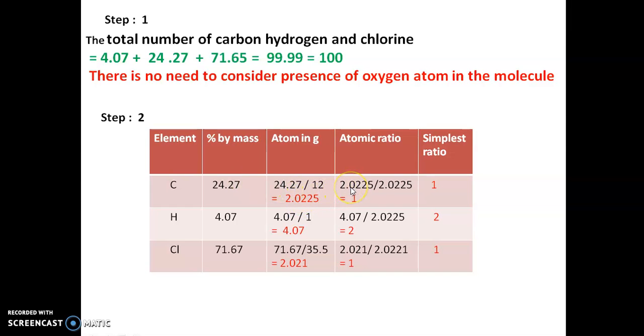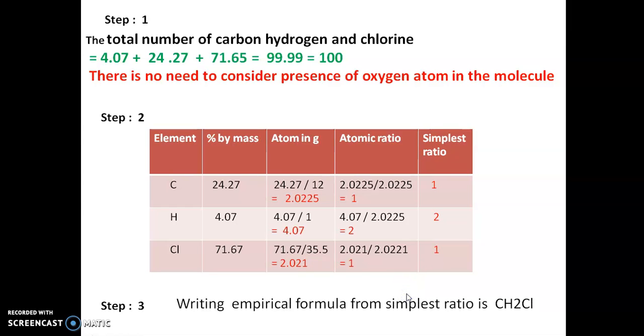You just divide it: 2.0225 divided by 2.0225 comes out to be 1. For 4.07, divided by 2.0225, it comes out to be 2. And for 2.021 upon 2.0221, it comes out to be 1. So the simplest ratio is 1 to 2 to 1, meaning the atom of carbon present is 1, the atom of hydrogen present is 2, and the atom of chlorine present is 1.